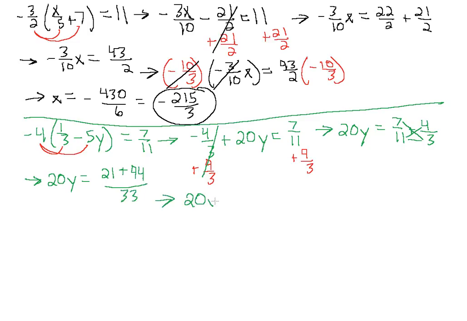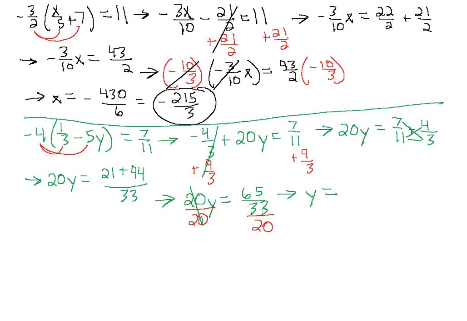Have our 20y. 21 plus 44 is 65, divided by 33. It's an ugly looking fraction, but we'll deal with it in a second. Alright, so now let's go ahead and do our final step. We have a variable multiplied by a whole number, so we can simply get rid of this by dividing by the coefficient, 20, and doing the same thing on the other side. These two cancel, leaving us with y.